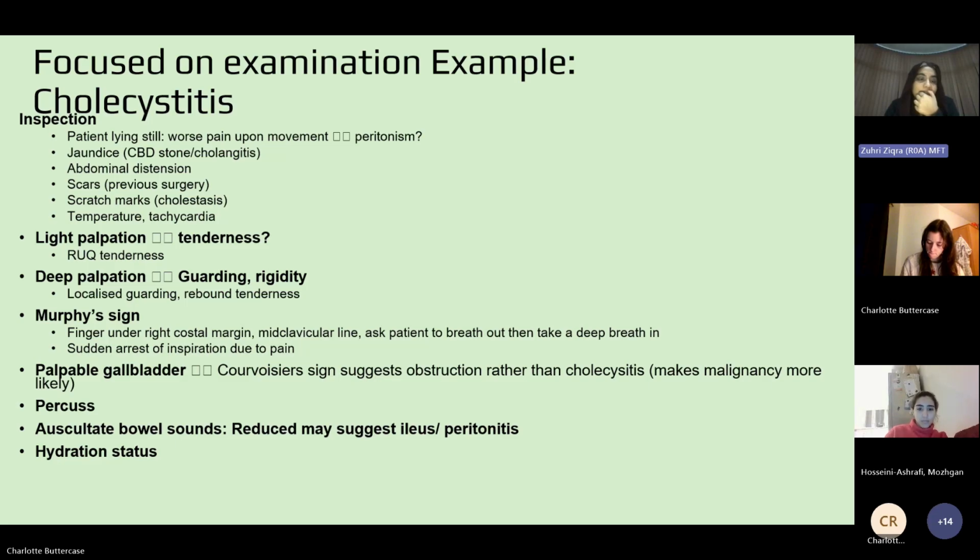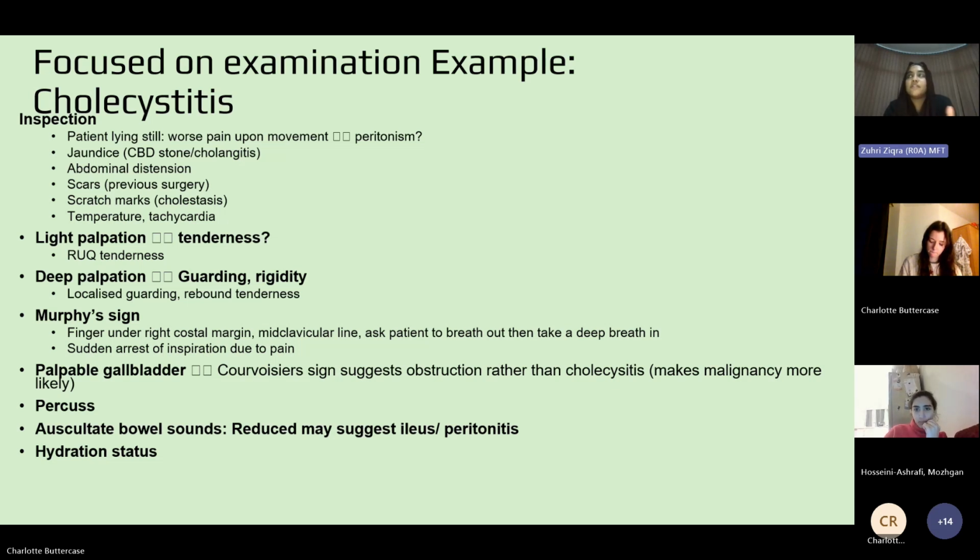Other things that you could mention, it's not really relevant to cholecystitis, but you can mention things like, oh, the gallbladder is not palpable, for example. If a gallbladder was palpable, it makes malignancy more likely than cholecystitis, but it is a gallbladder related thing, so you could mention it.